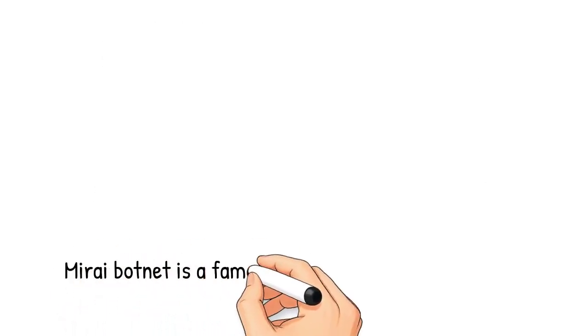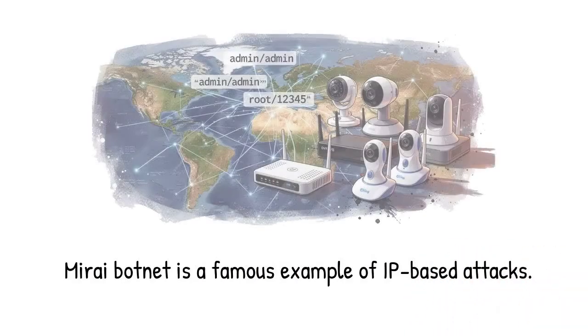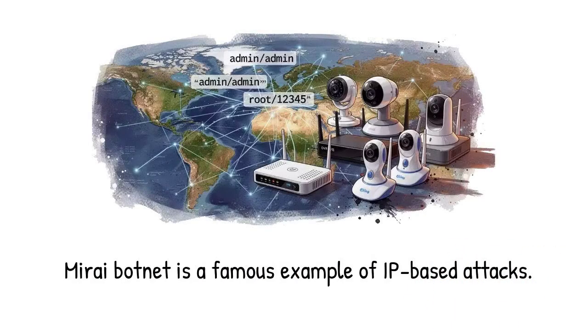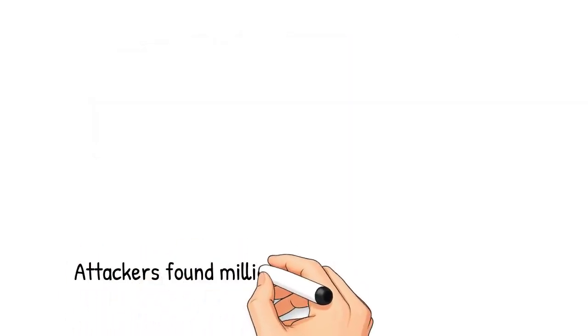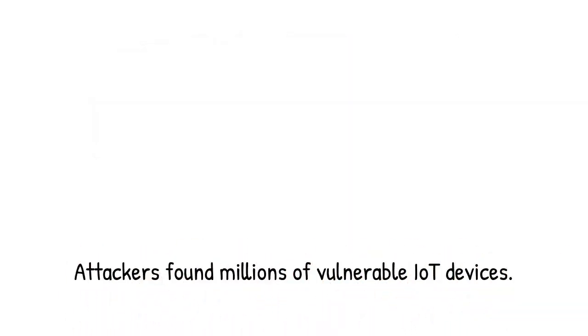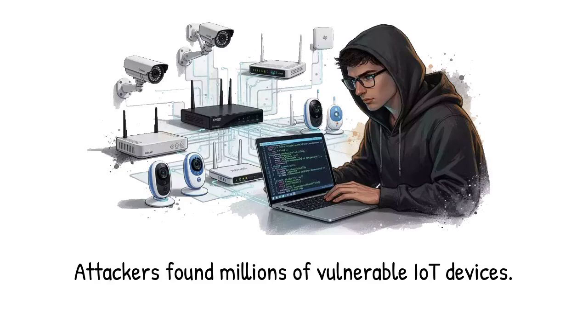One of the most famous examples of IP-based attacks is the Mirai botnet. In 2016, attackers scanned the internet for devices with default usernames and passwords, things like admin or root 12345. They found millions of vulnerable IoT devices: cameras, DVRs, routers, baby monitors. These devices had public IPs and weak security. The attackers infected them with malware, turning them into a massive army of bots.